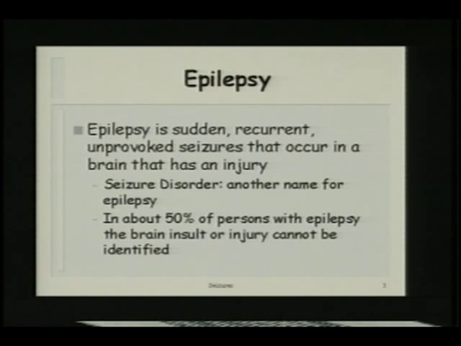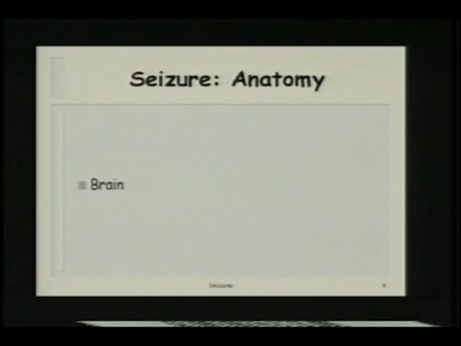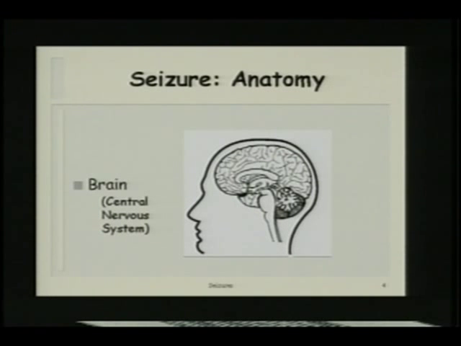In about 50% of individuals with epilepsy, we can't really determine the actual injury that they have or the cause of their epilepsy. The anatomy for seizures is pretty straightforward. It's the central nervous system, the brain.